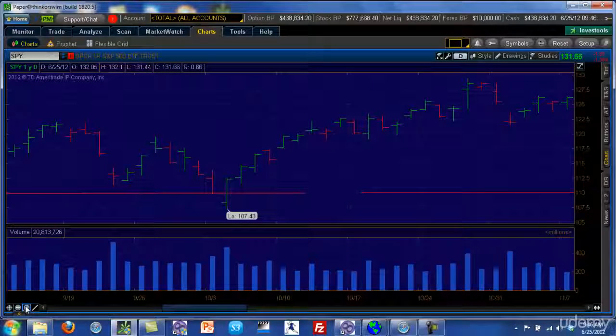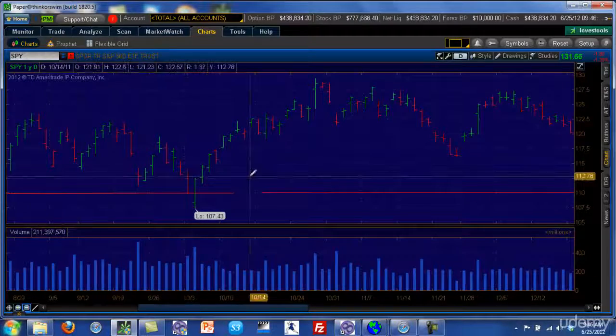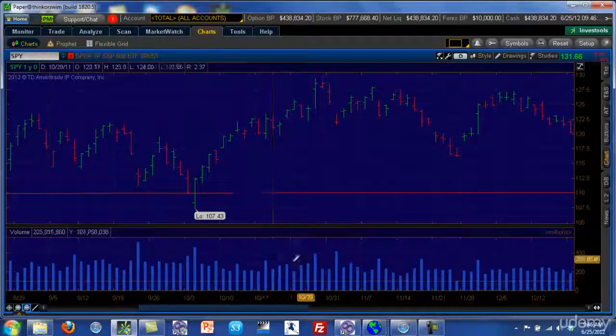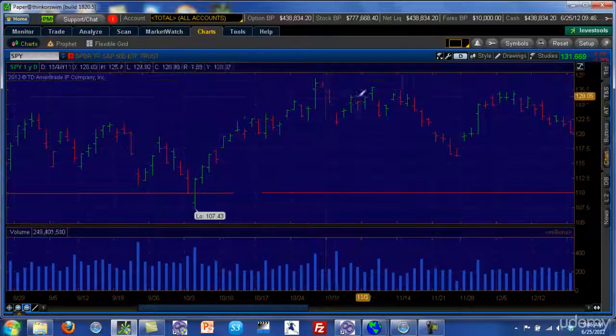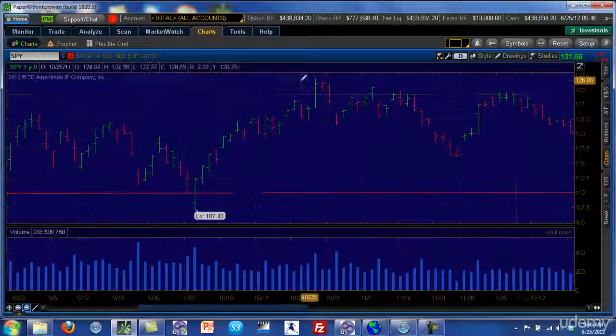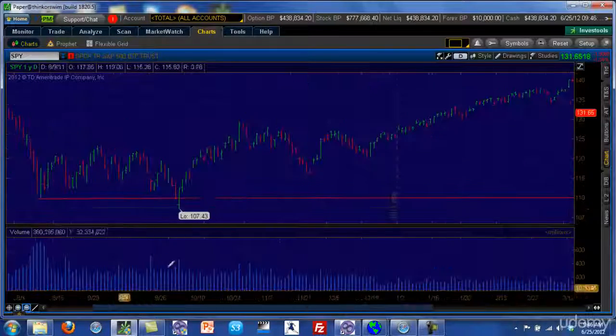Now, resistance is just the opposite, and the only difference is it's going to happen when you reach higher points. So you can see right here, you have one resistance point here. Again, it tries to go through that. And similarly, you'll see some resistance points on the upside as well.